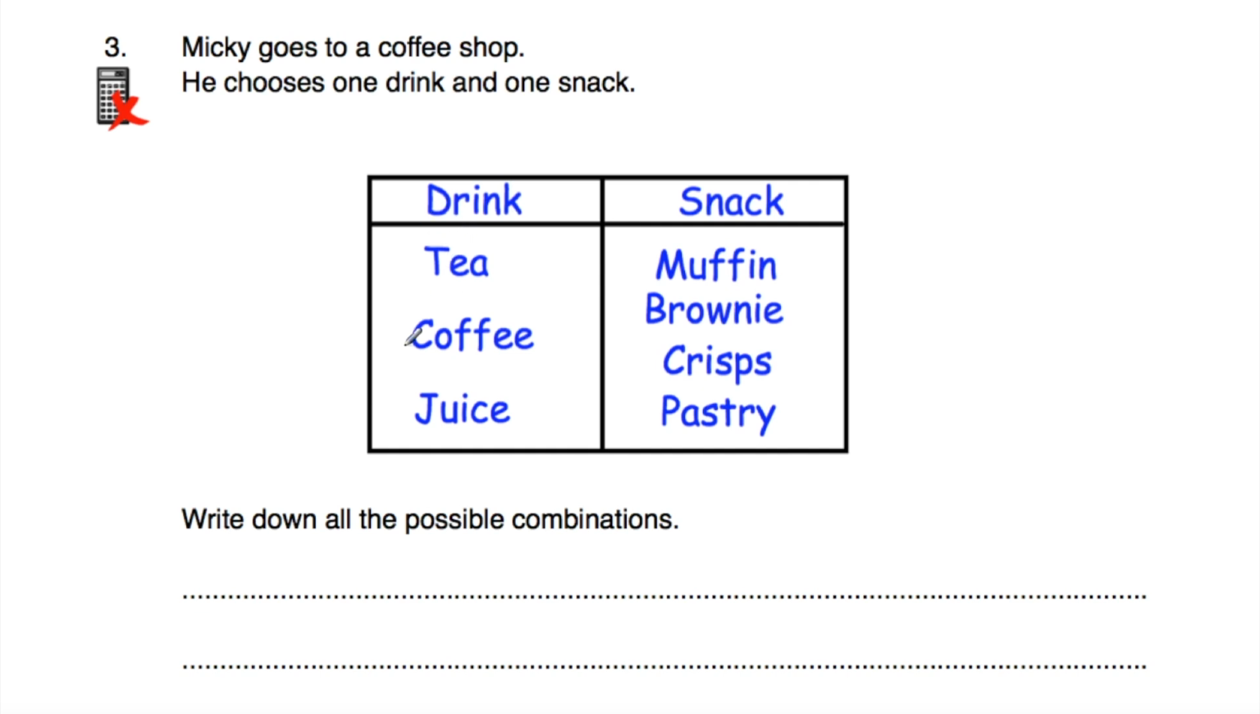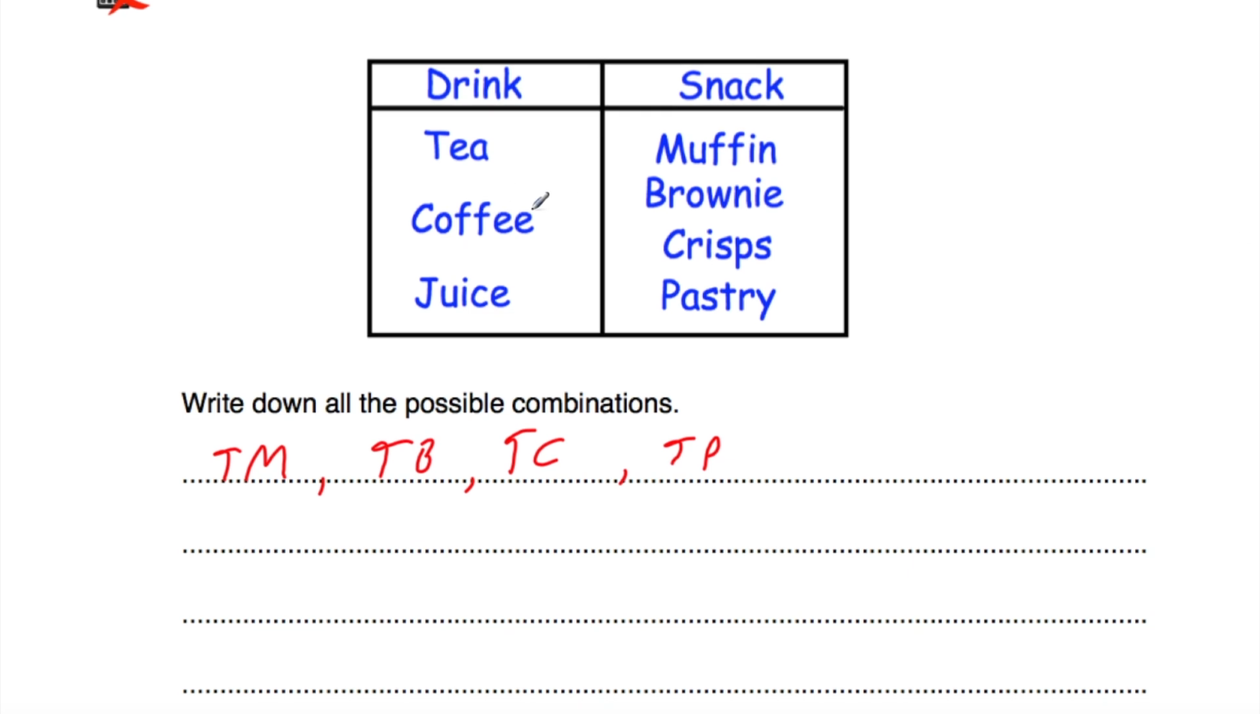In terms of Mickey, he could choose tea as his drink and then he could have a muffin, so tea and muffin. He could choose tea and brownie. Tea and crisps. And then finally, tea and pastry. So they're all the options with tea as his drink. Now we're going to work through the options with coffee. So you could have coffee and a muffin, coffee and brownie, coffee and crisps, and coffee and pastry.